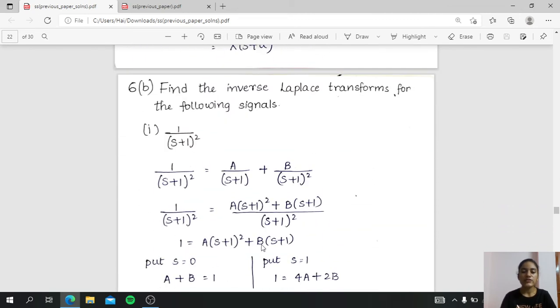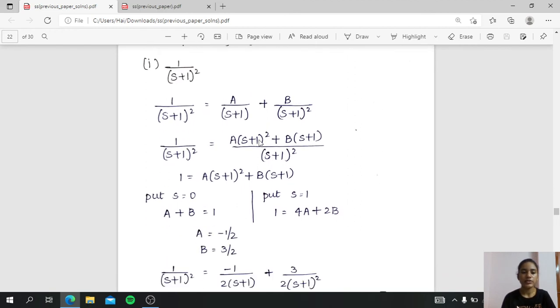The next question is to find the inverse Laplace transforms for the following signals. So the first signal is given. From the knowledge of partial fractions, you can write it as a by s plus 1 plus b by s plus 1 whole square. Take LCM and you'll get this. In this equation, if you put s is equal to 0, you'll obtain a plus b is equal to 1, and if you put s is equal to 1, you'll obtain 4a plus 2b is equal to 1. On solving these two equations, you will get your a and b values. So substitute your a and b values in this.